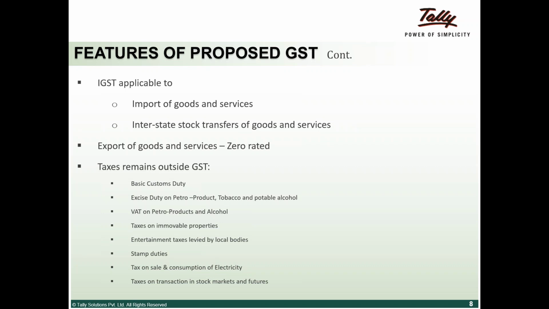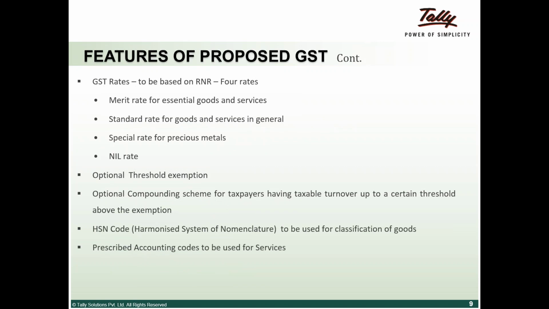Basically, tobacco is one product which will attract both GST as well as excise. That's why we have said that excise on petrol products, tobacco and alcohol. Alcohol is completely out of GST. As far as petroleum products are concerned, they are in the GST, but the effective date has not been fixed. But tobacco is one thing where both GST as well as excise will apply.